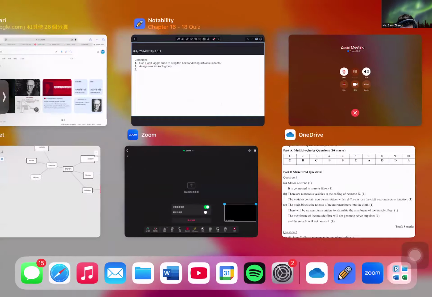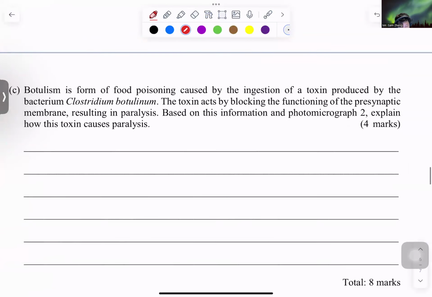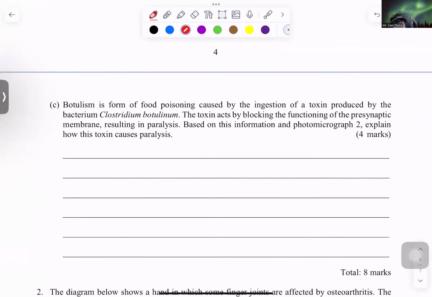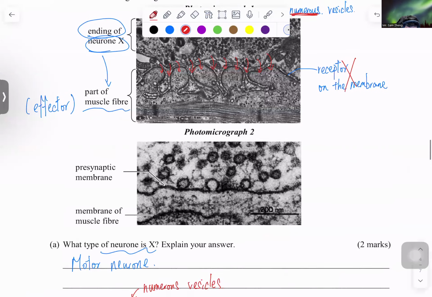Next, there is a type of food poisoning caused by the ingestion of a toxin produced by a certain bacterium. We call it botulism, which is a form of food poisoning. This toxin will act as a blocker of the function of the presynaptic membrane, resulting in certain problems. So based on this information and also the photomicrograph, this time, rather than photomicrograph 1, we need to look at photomicrograph 2.